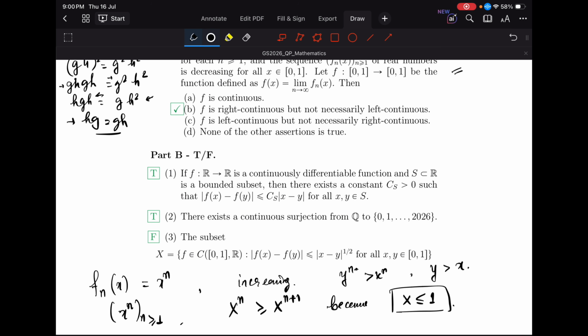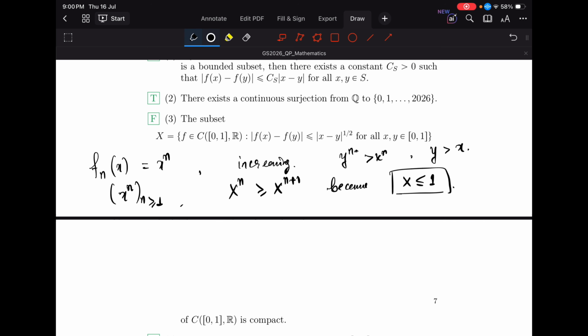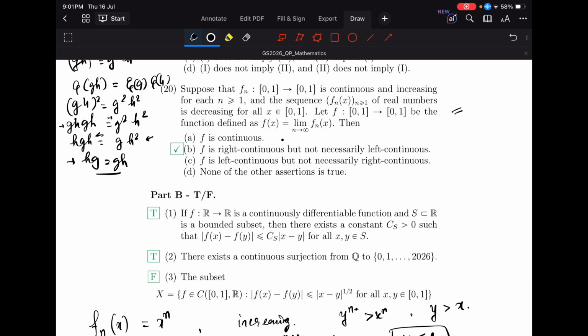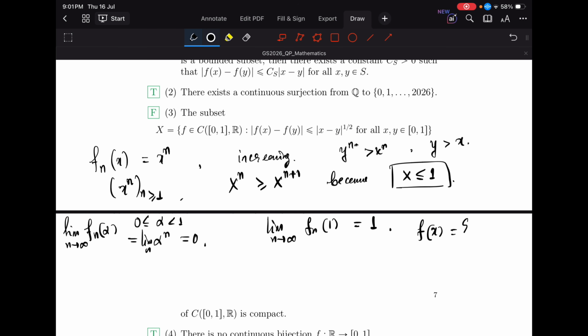Now let us define the pointwise limit. So f_n of alpha, if you choose the limit as n tends to infinity, when alpha is greater than or equal to 0 and strictly less than 1, that is the limit of alpha to the power n, which is 0, and the limit as n tends to infinity of f_n of 1 is actually 1. Okay, f_n of 1 is 1. So the function defined here is 0 when x is greater than or equal to 0 and strictly less than 1, and 1 when x equals 1.